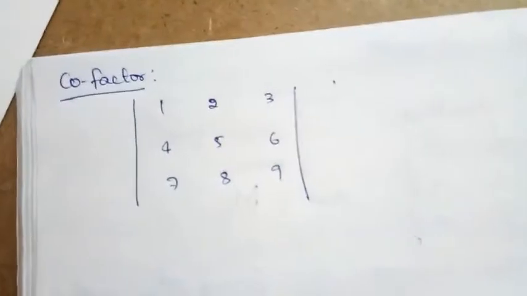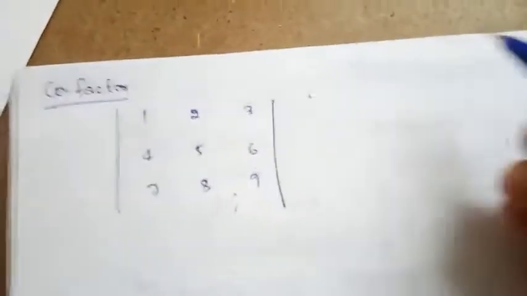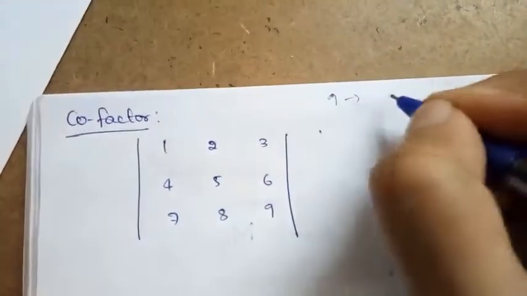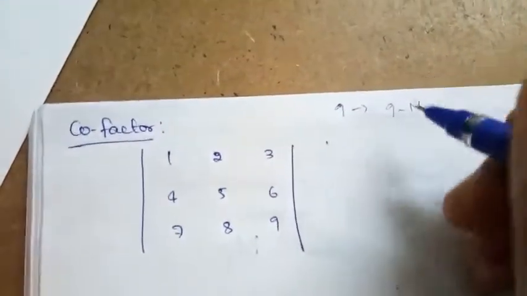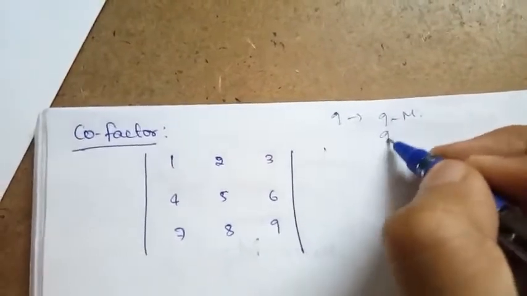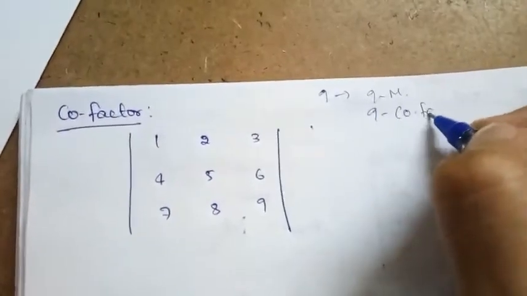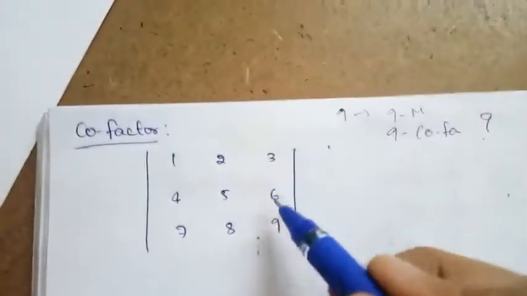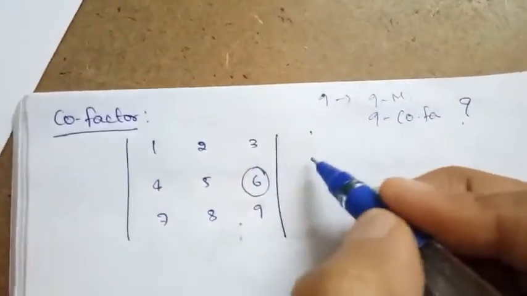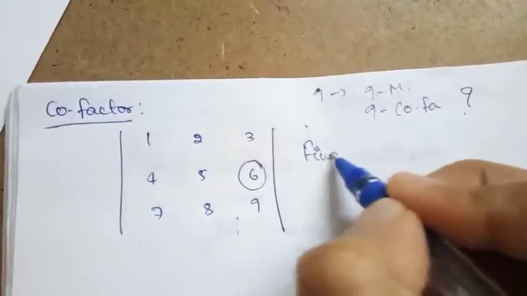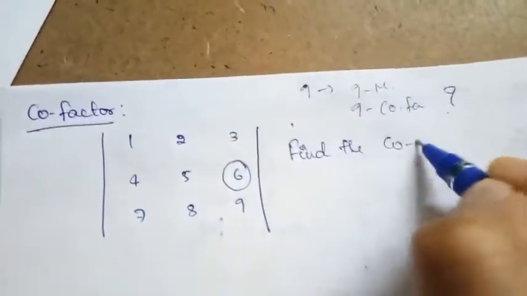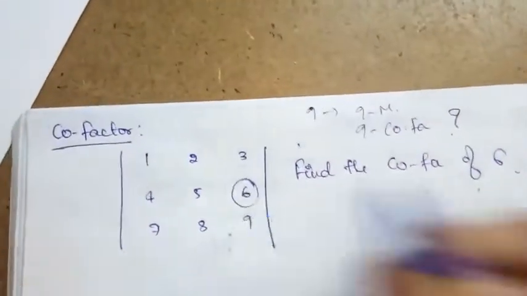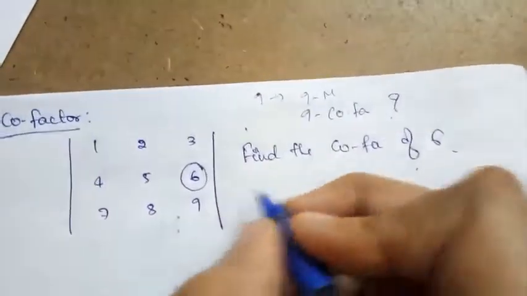Now let us move to the cofactors. What are these cofactors? As I said, if there are 9 elements, then there are 9 minors. Similarly, if there are 9 elements, we have 9 cofactors also. Now how are we going to find these cofactors? Suppose they ask us to find the cofactor of the element 6.